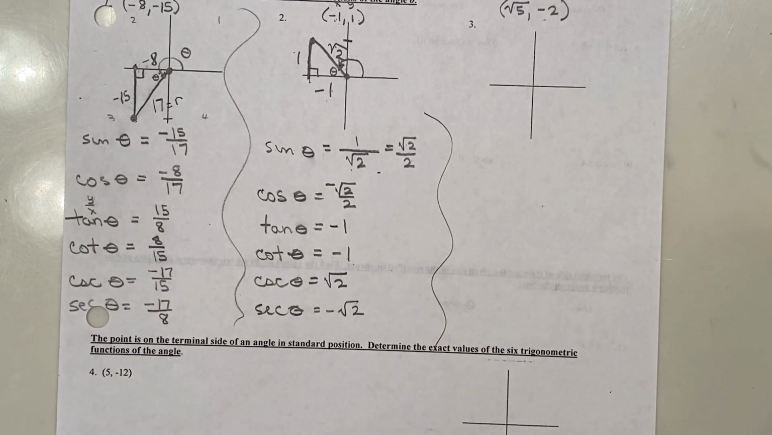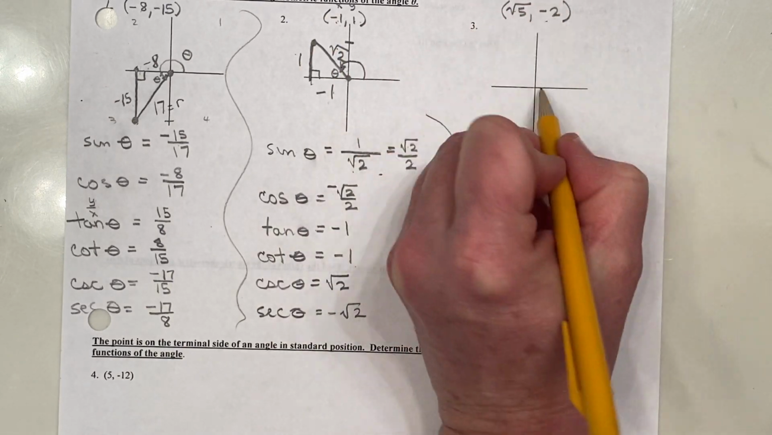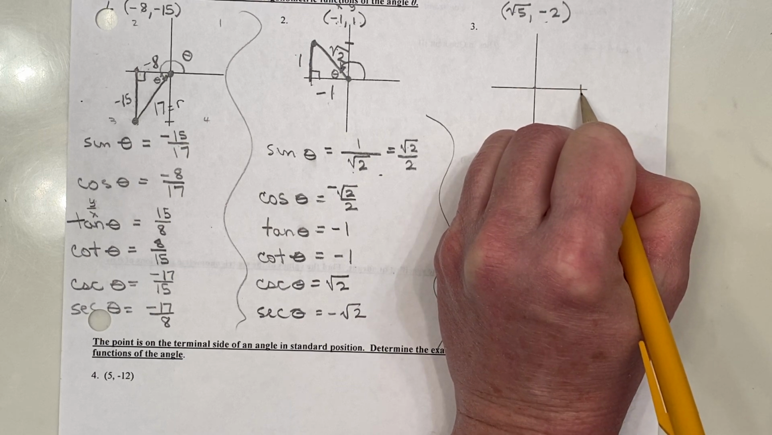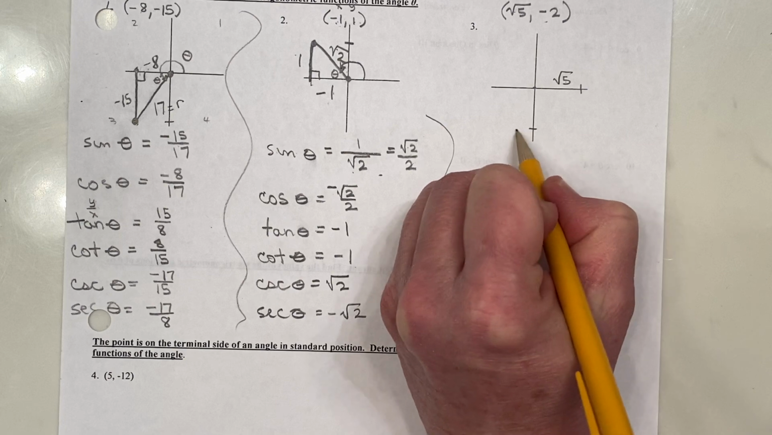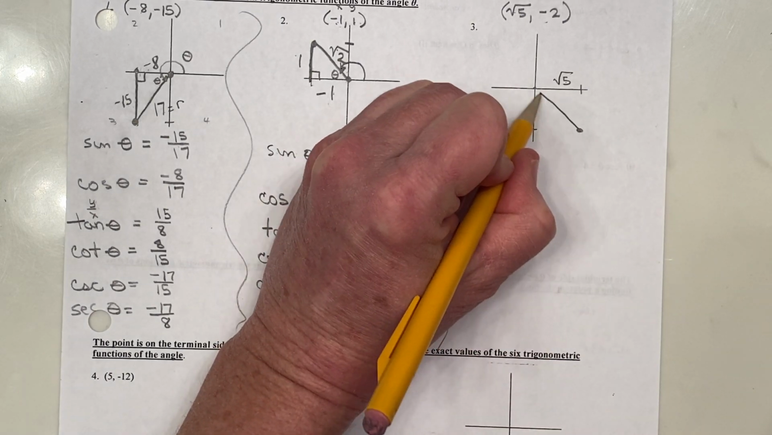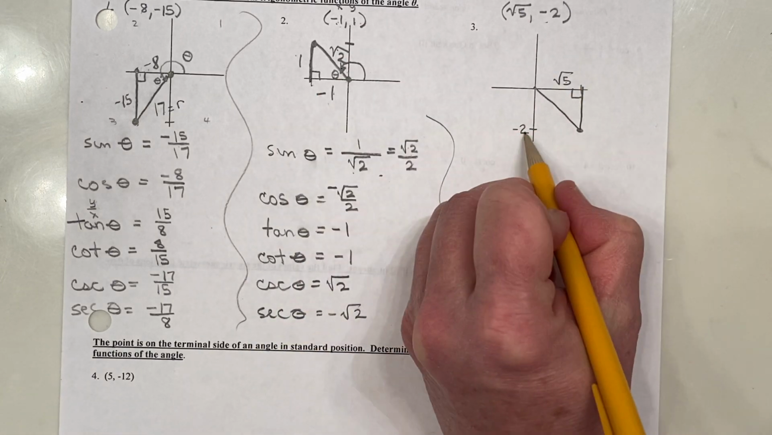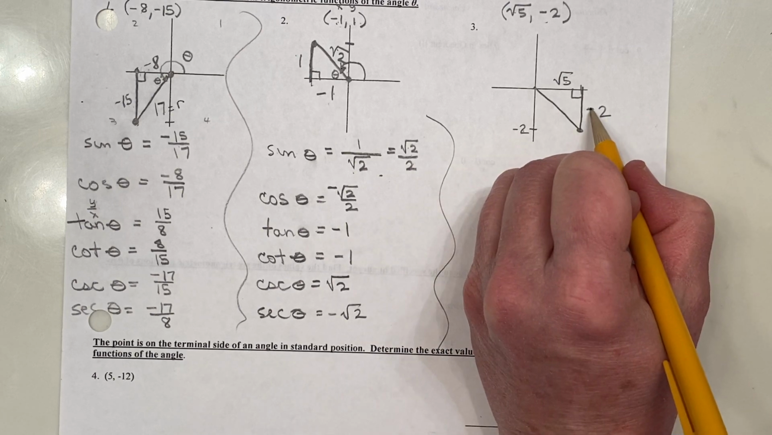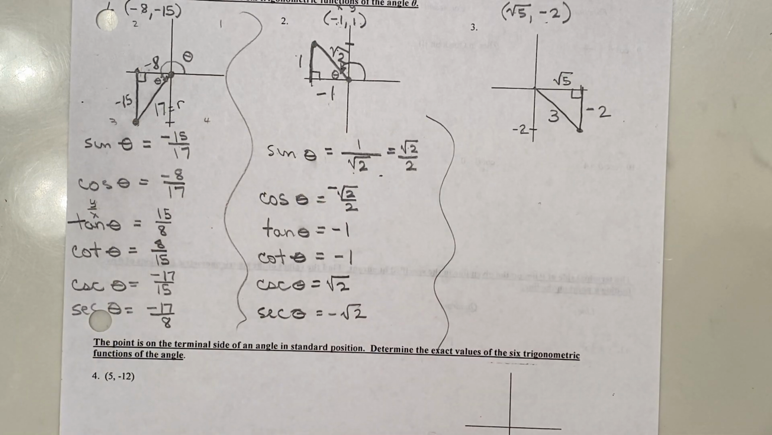Okay, number 3. Let's plot the ordered pair, square root of 5, negative 2. So from the origin, square root of 5 is a little more than 2, so I'll just say this is square root of 5. It's positive. I'm going to drop down 2. I'll just say this is 2. So I put the point right here. Connect to the origin, create your right triangle. I'm going to move this negative 2 over here. Make sure and put the sign there. Let's do Pythagorean Theorem, and we're going to get a hypotenuse of 3.